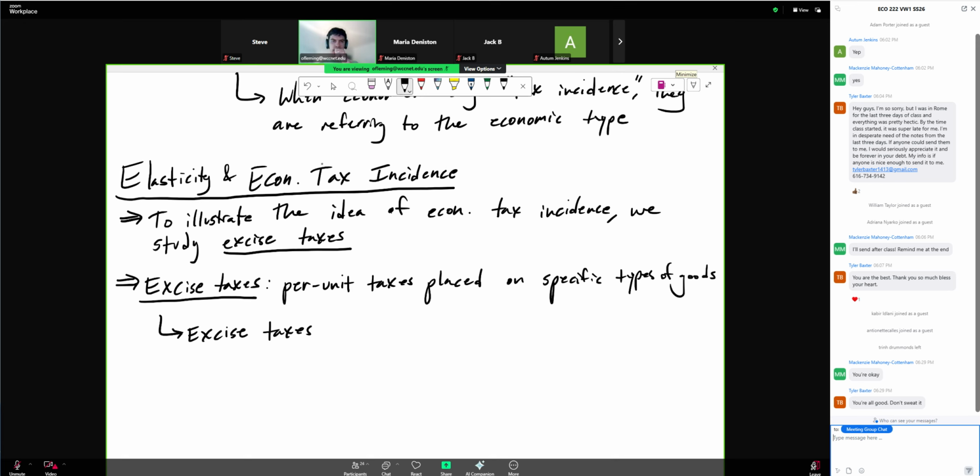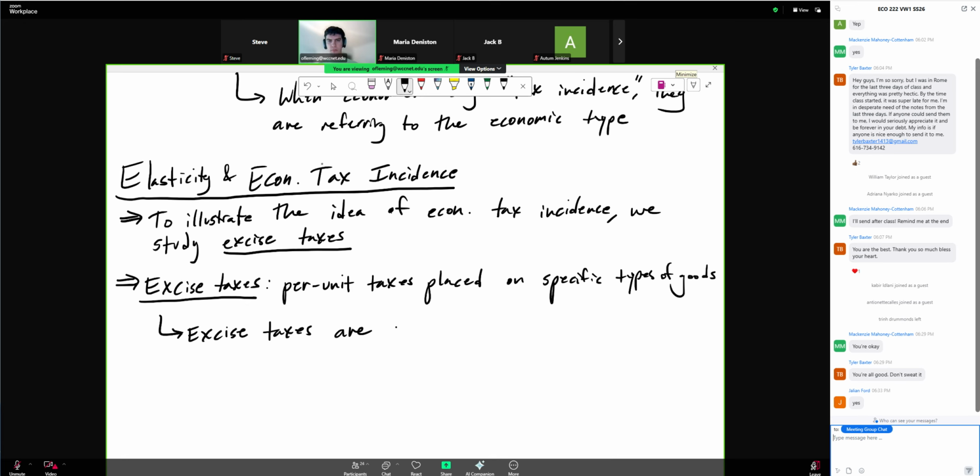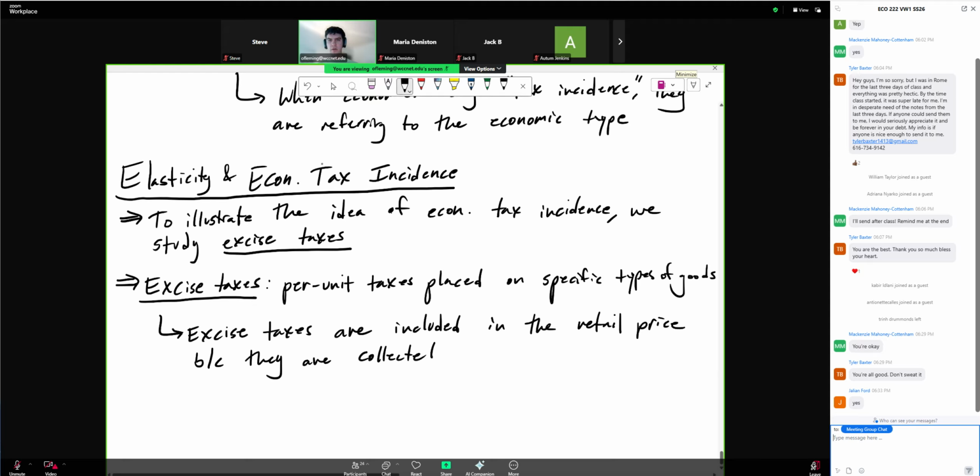Excise taxes are included in the retail price because they are collected from producers.